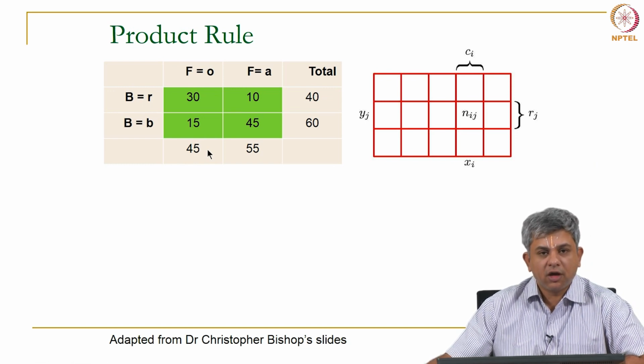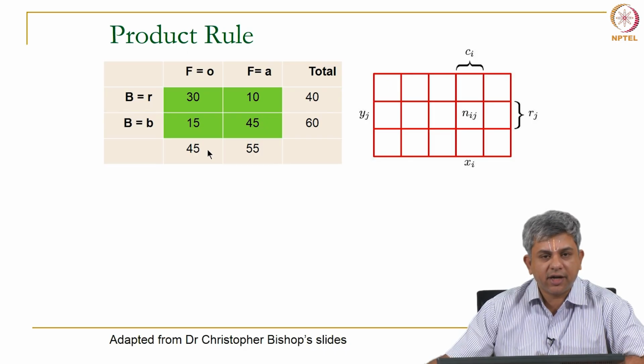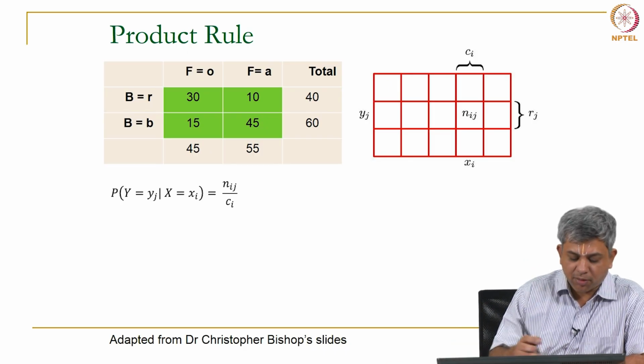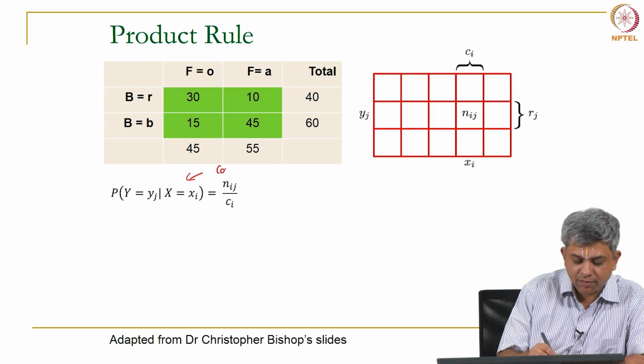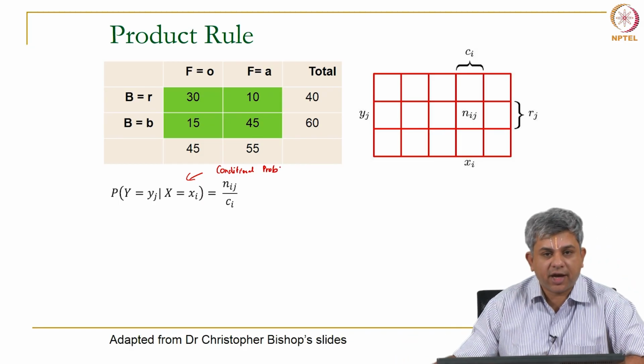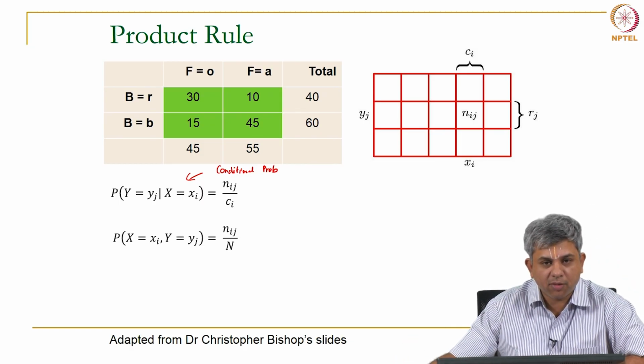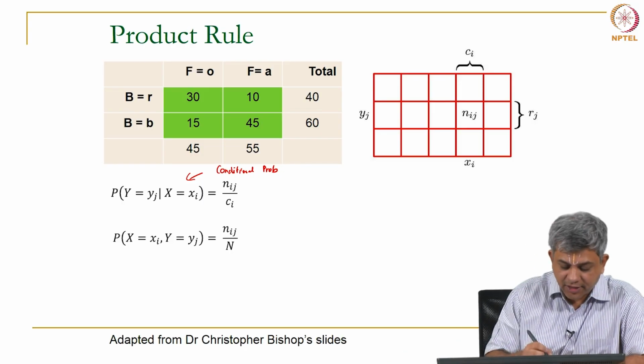Okay. Now, here we come to extend this idea to the idea of a product rule. Okay. So, remember that the conditional probability was Nij by Ci. What was the joint probability? It is Nij by n.